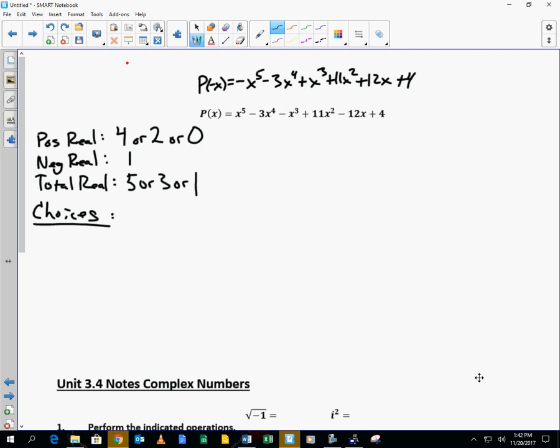Choices. Okay, all right. Plus or minus 1, plus or minus 2, plus or minus 4. Although it's a fifth degree polynomial, which seems a pain, fortunately we only have 6 choices.